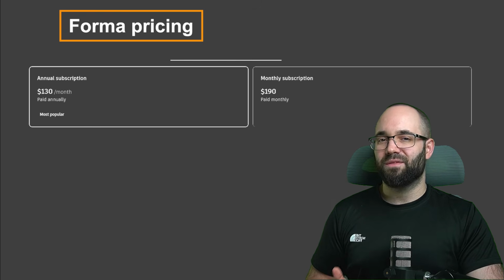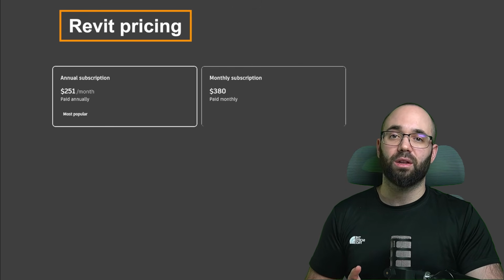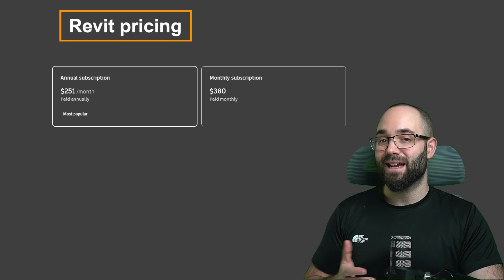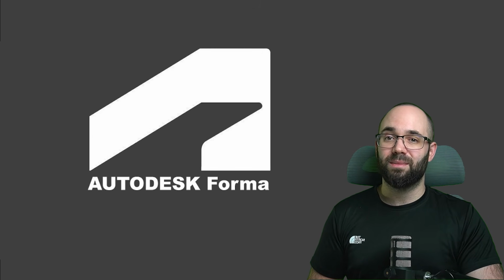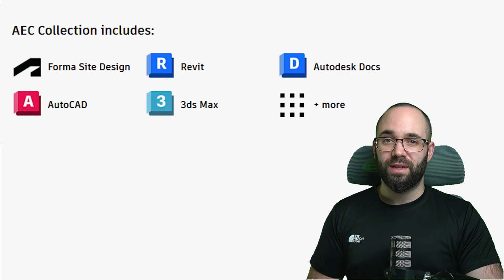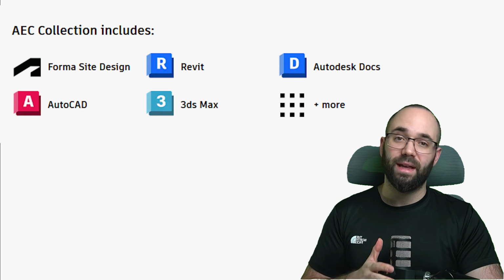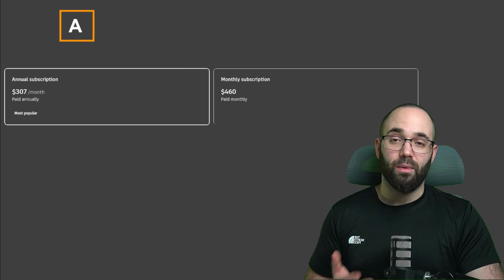Number five is pricing. Forma is cheaper, Revit is more expensive. Overall, I think that's fair, as Revit has way more tools and covers a lot larger part of the complete design process. But if you're just going to get started, Forma might be a much more affordable way to get your foot through the door. Also, it's important to mention that with the AEC collection from Autodesk, you get both Revit and Forma, and this is only slightly more expensive than Revit alone.